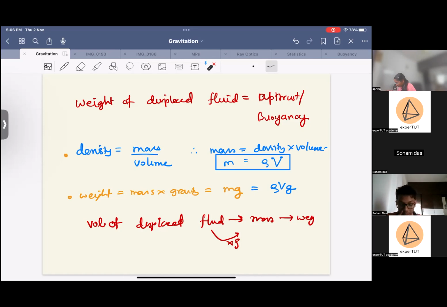So we equate, like, F equals mg equals rho V g, because we are considering mass, volume and density. The force is mg, which can also be written as rho V g. Okay, now think and write, tell me.